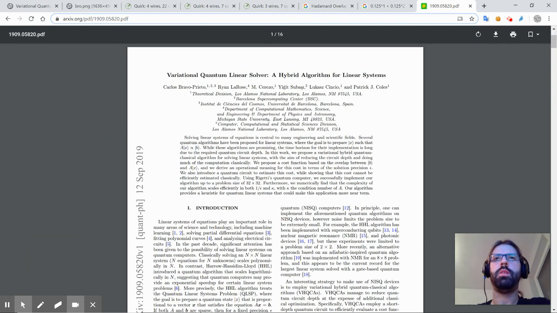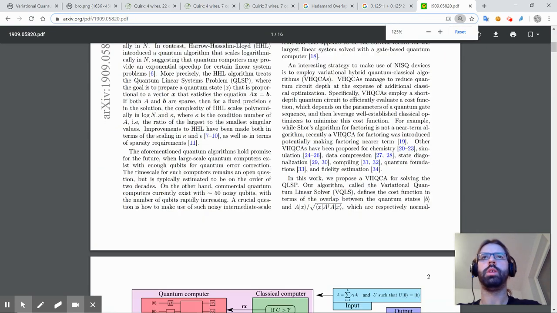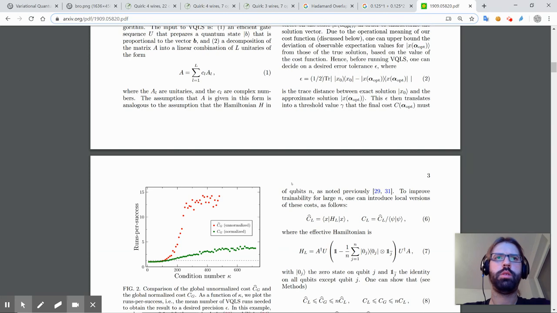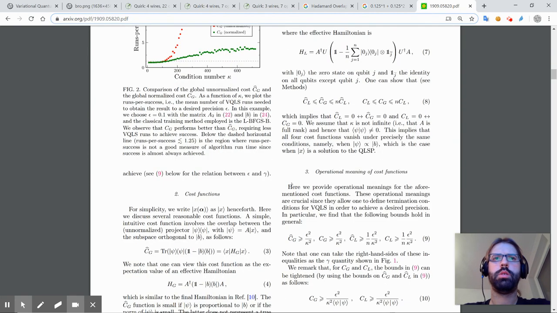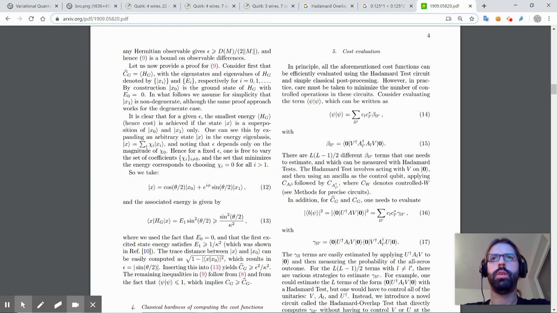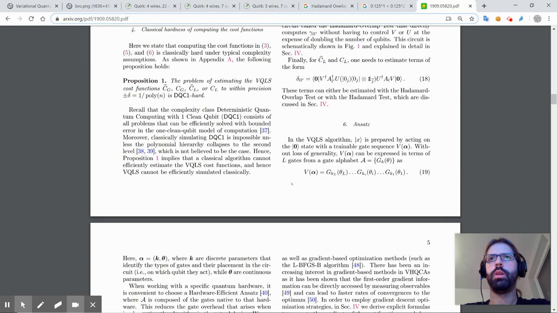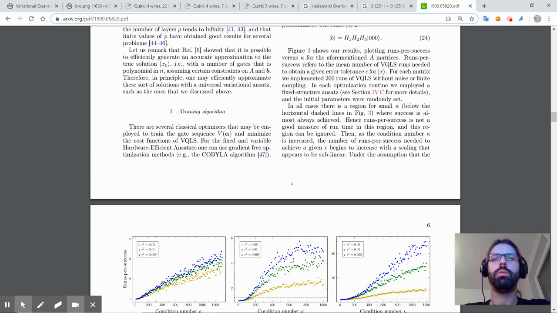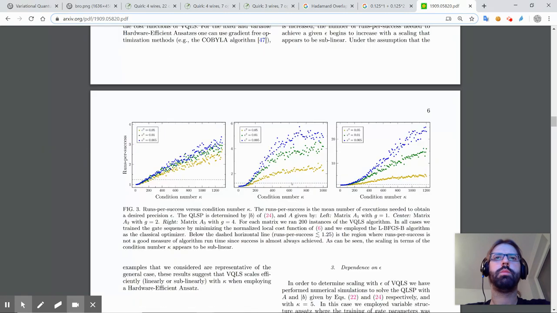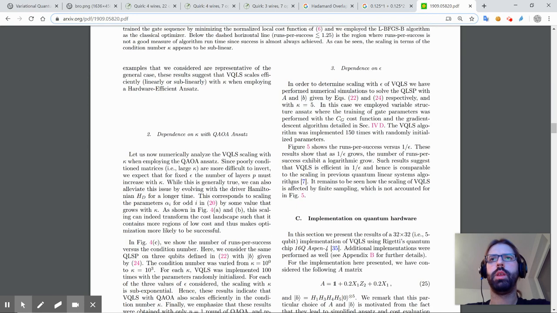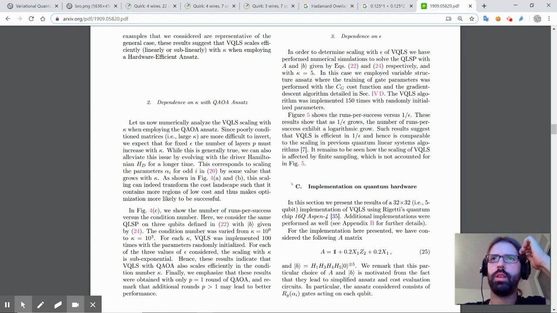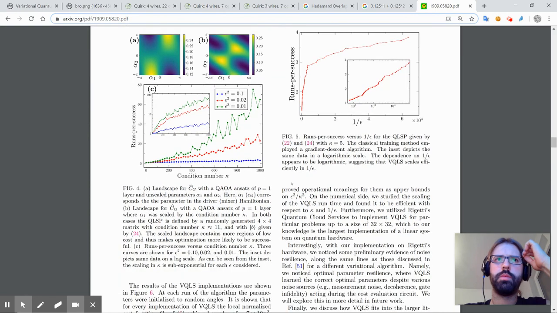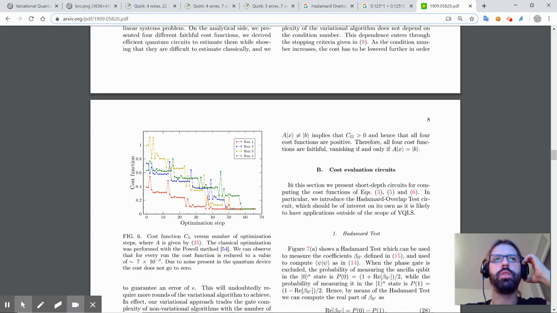So what does the paper look like? 16 pages. Oh, here you go. The whole thing here. Results, VQLS overview. Cost functions. Cost evaluation. It's really theoretical. Ansatz. Heuristic scaling. Training algorithm. That's going to be a nice one to crack. Implementation on quantum hardware. Discussion.